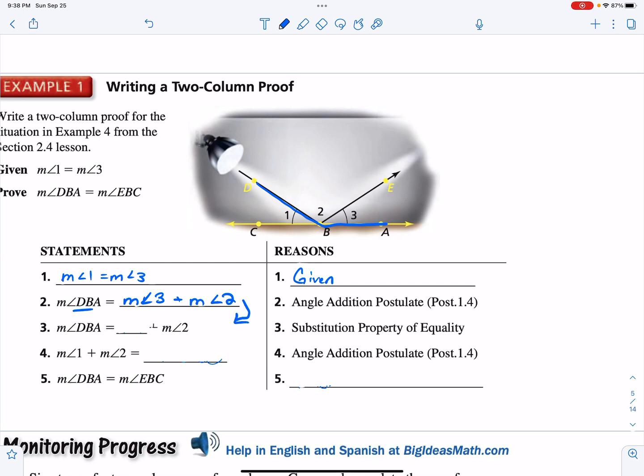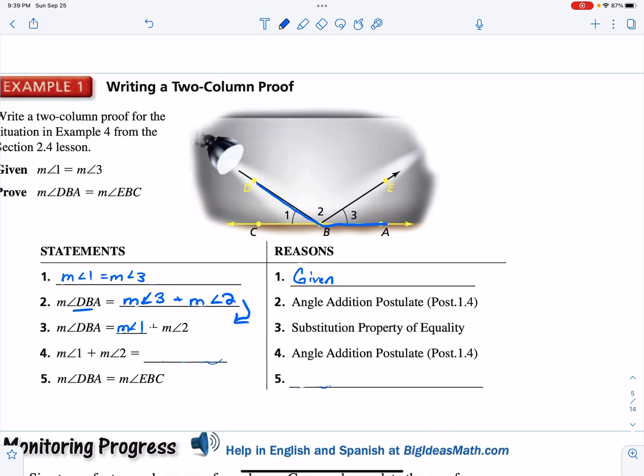Now, the second statement has a blank to fill in, but we are using the substitution property of equality. Again, substitution is just where we take two things that are equal and we can replace one with the other. So if I look up above at the very first statement, I have 1 is congruent to 3, or 1 is equal to 3. So in this line right here, I'm going to replace the measure of angle 3 with the measure of angle 1. I use substitution.